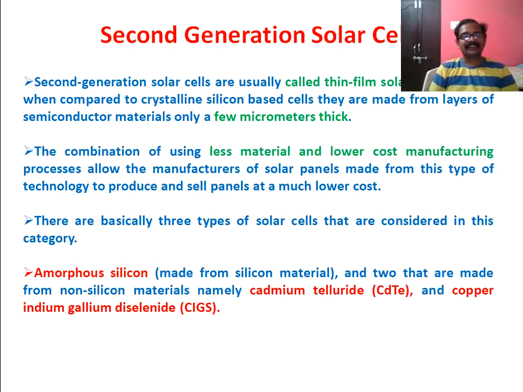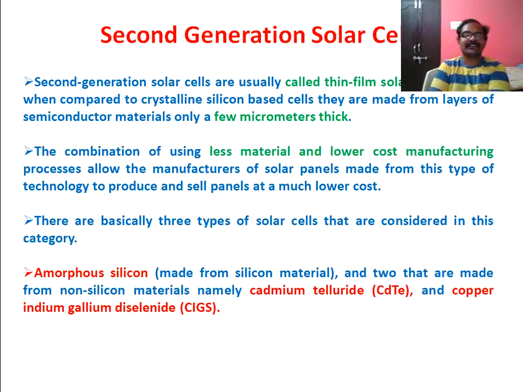There are basically three different types of second generation solar cells. The first one is amorphous silicon, which is a silicon based solar cell, and the remaining two are non-silicon based solar cells. For amorphous silicon, the semiconductor used for manufacturing these solar panels is silicon itself. The remaining two are the cadmium telluride solar cells and copper indium gallium diselenide solar cells.